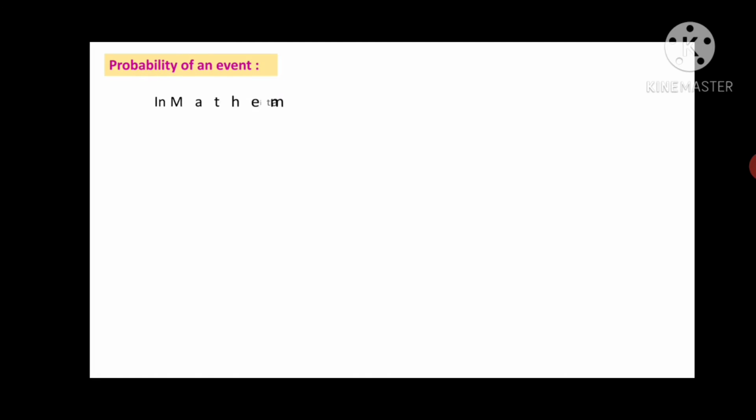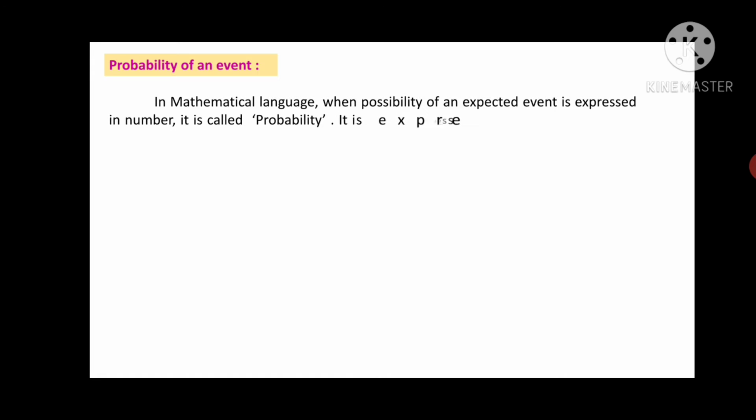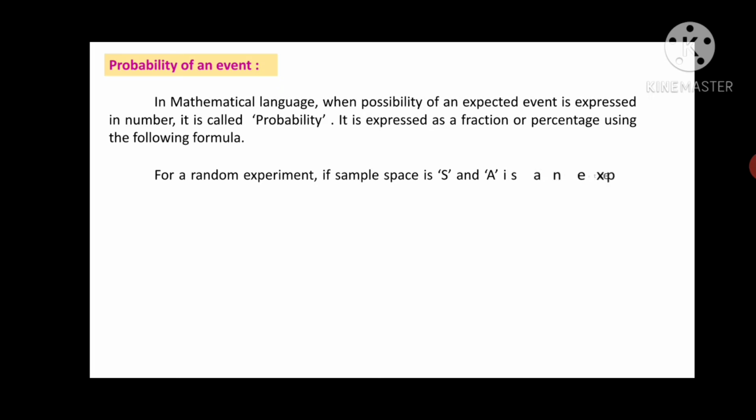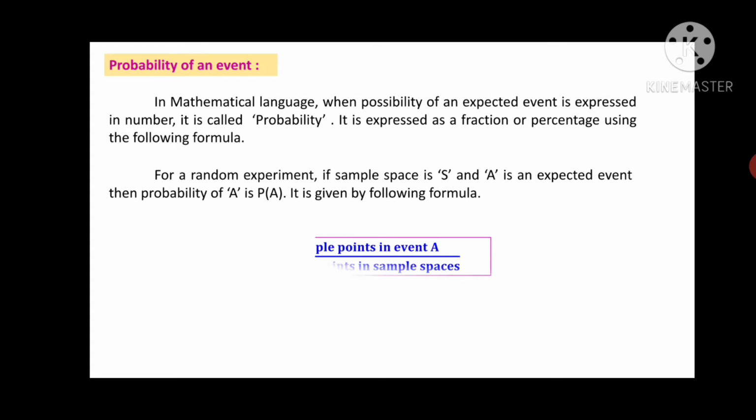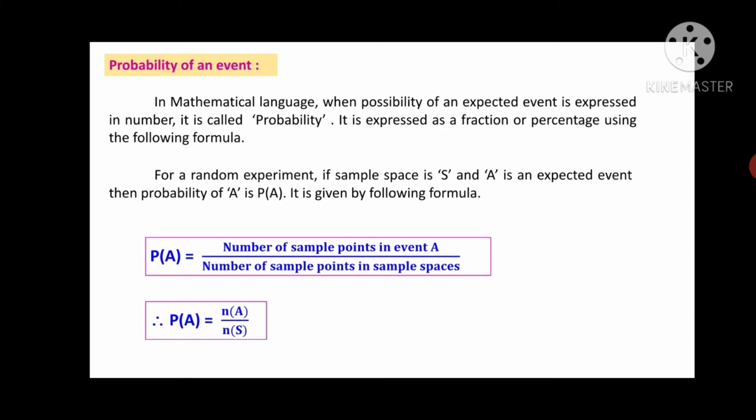Probability of an event. In mathematical language, when the possibility of an expected event is expressed in number, it is called probability. It is expressed as a fraction or percentage using the following formula. For a random experiment, if the sample space is S and A is an expected event, then the probability of A, P of A, is given by the formula: P of A is equal to the number of sample points in event A divided by the number of sample points in the sample space. So in short, P of A is equal to N of A divided by N of S.